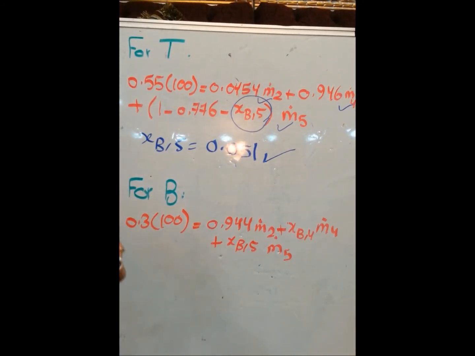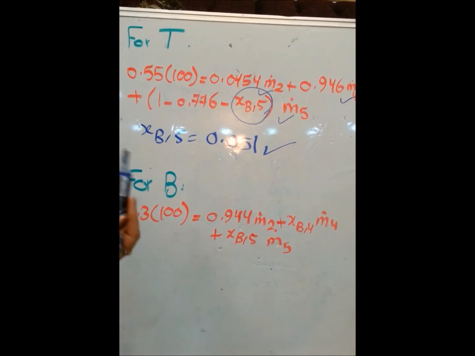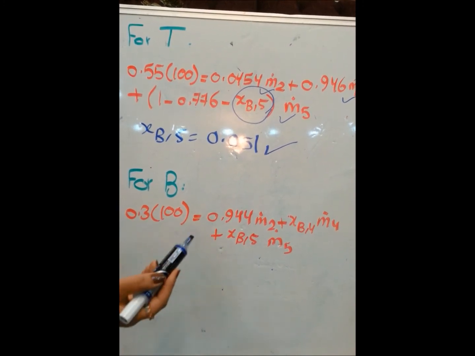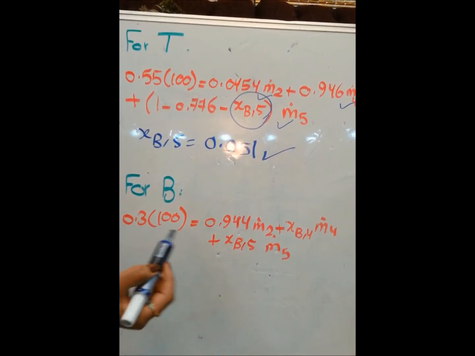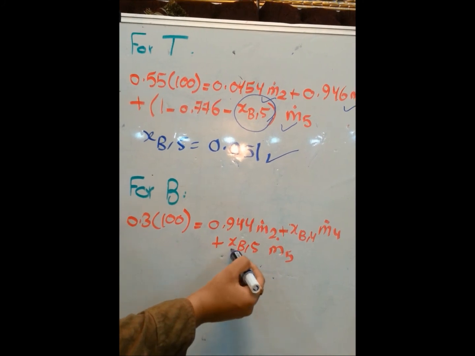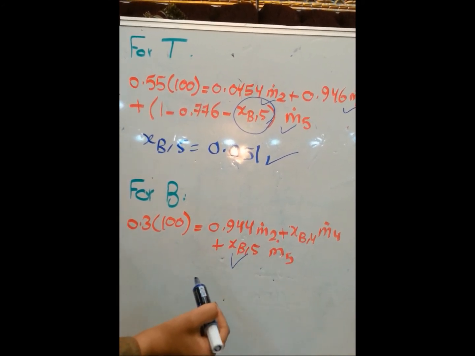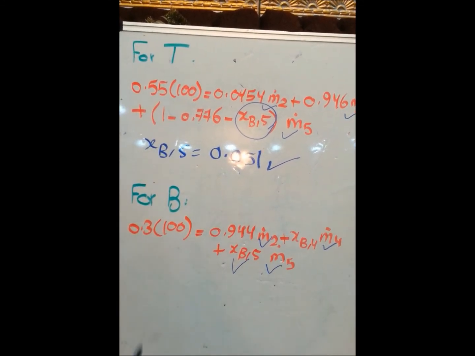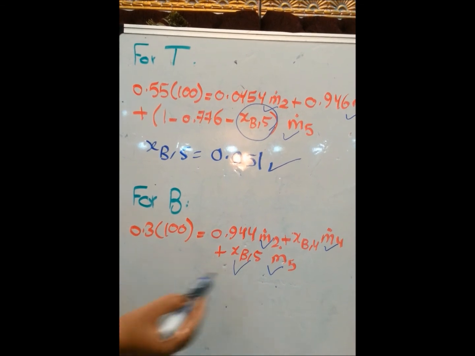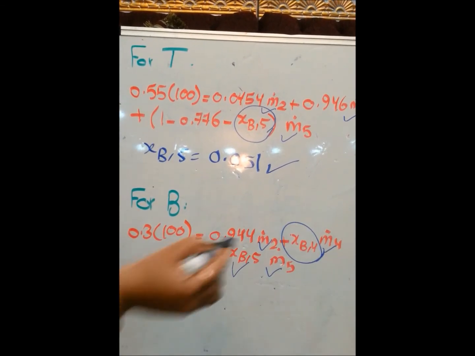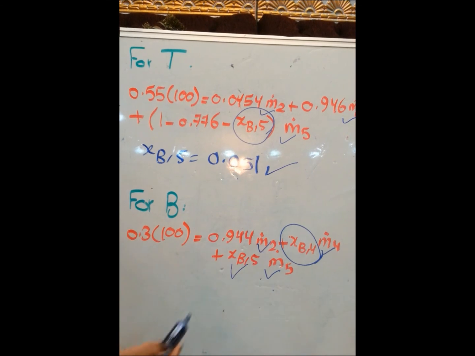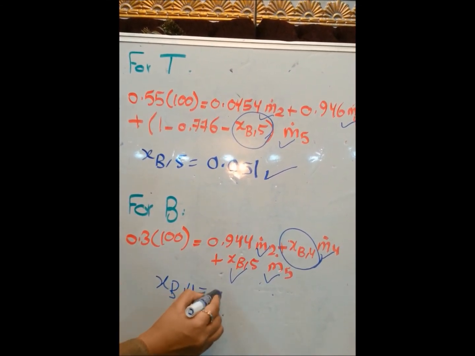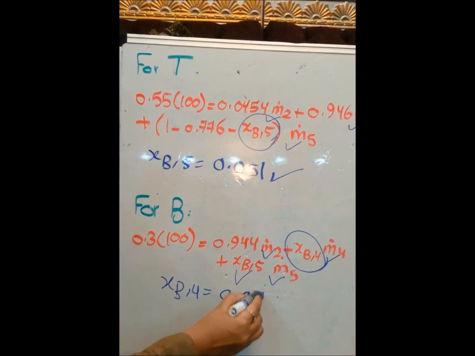And after that, we come back to the component mass balance for the benzene to find its composition in the fourth stream. We now know the composition of the benzene in the fifth stream, and also we know these three variables. So the rest we will find, the composition of the benzene in the fourth stream, which will be equal to 0.04.